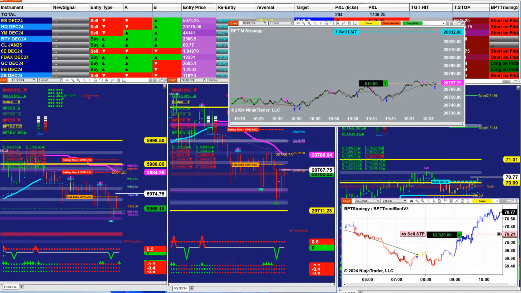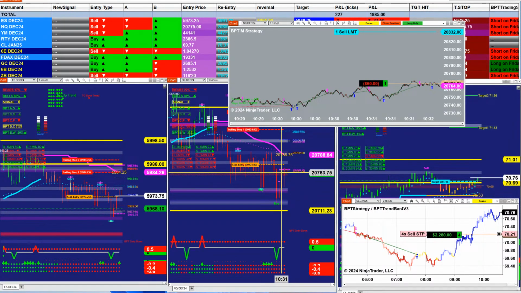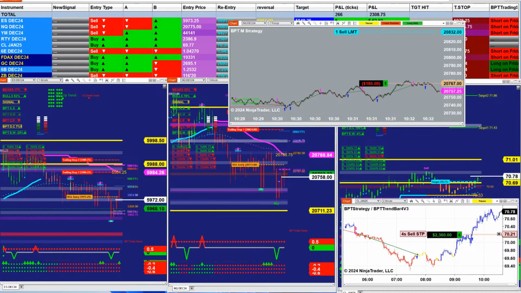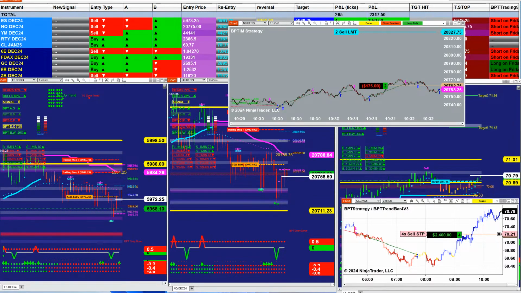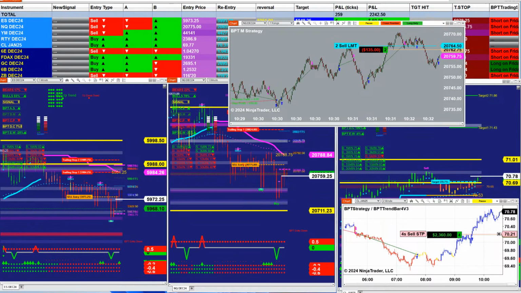Okay, you see, there is a resistance here at 20,778, and there is a support at 20,763. You can see how tight the market is, and this is a real nightmare.